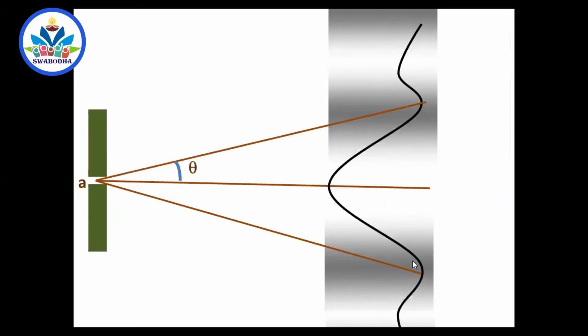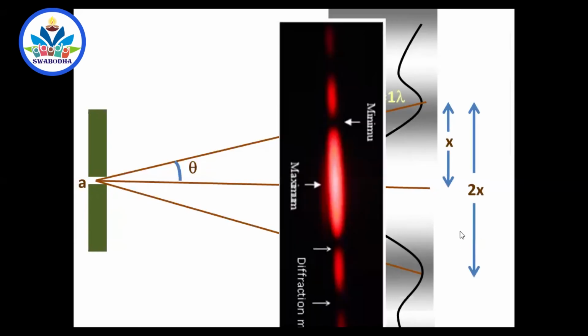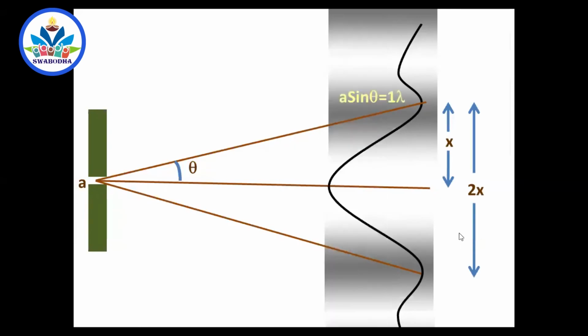If you want to find out the area of your place in your house, you have to go to the compound of your neighbor. Till that you have your house, right? Till that you have your space. Similarly, you go for the first dark fringe here and measure the distance. That is the width of the central maximum, 2x. And you have to apply the condition a sin theta is equal to 1 lambda. That is the width of the central maximum.